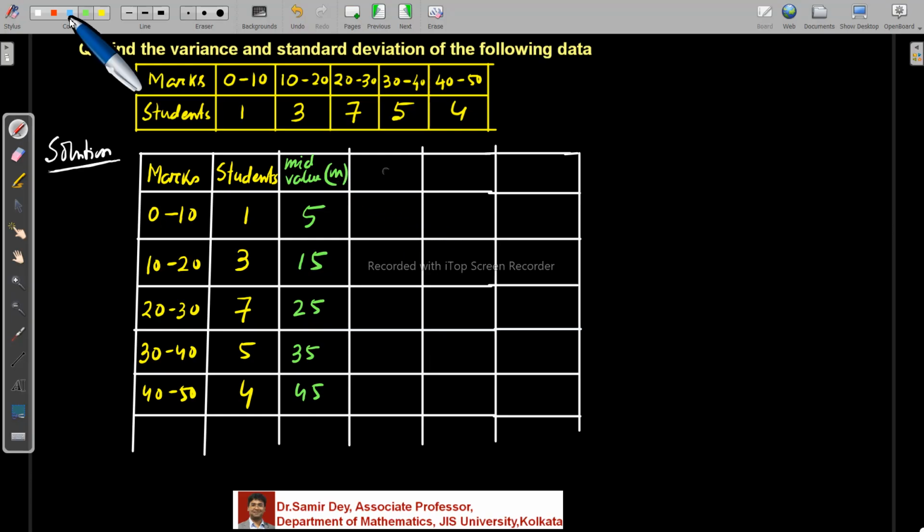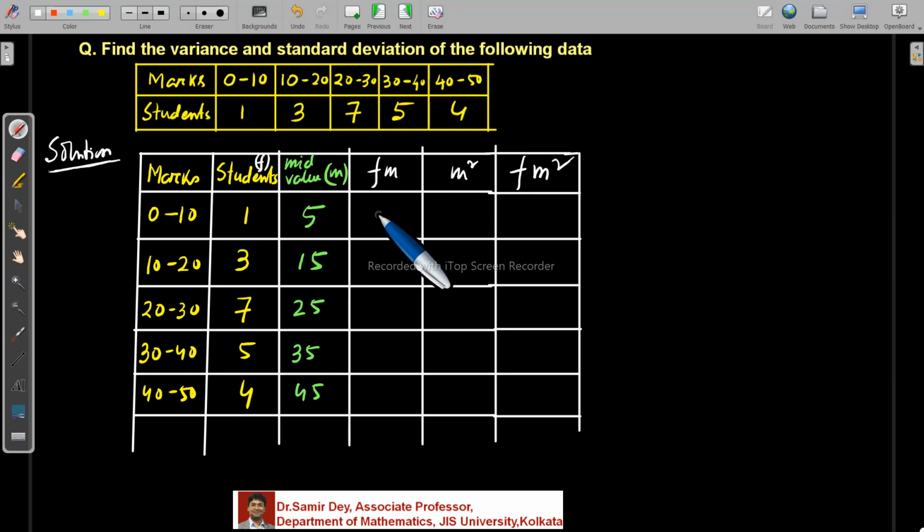Now our objective is to identify the value fm. So what is f? Here you consider the number of students as f. This is your f, the number of students, and here m. So you should calculate fm. Then you calculate m square, and then you write down fm square. Is it clear to all of you? First you calculate fm, and then m square and fm square.